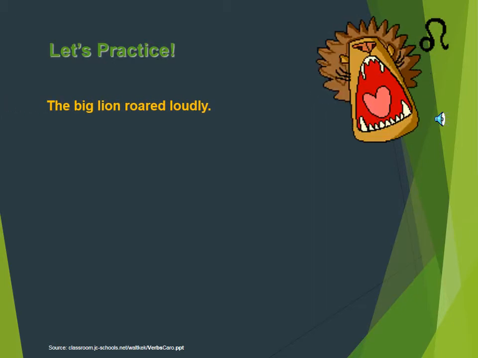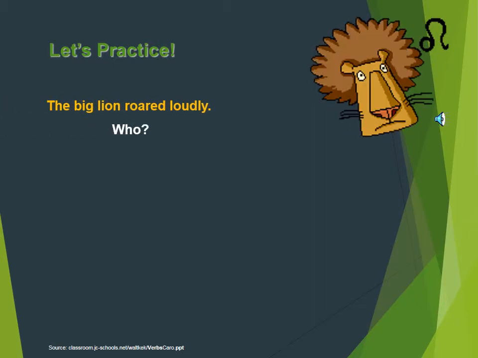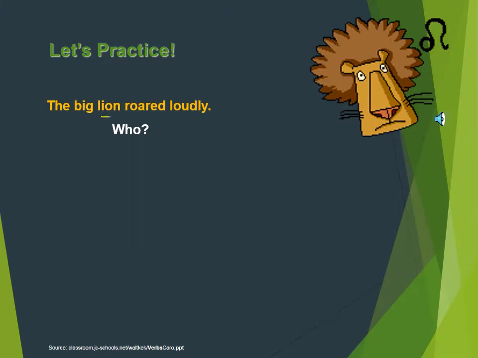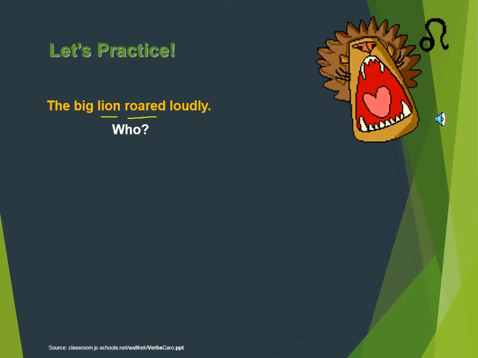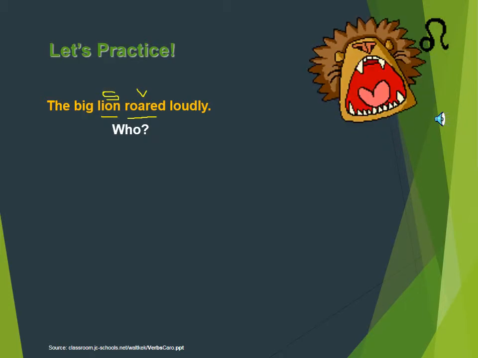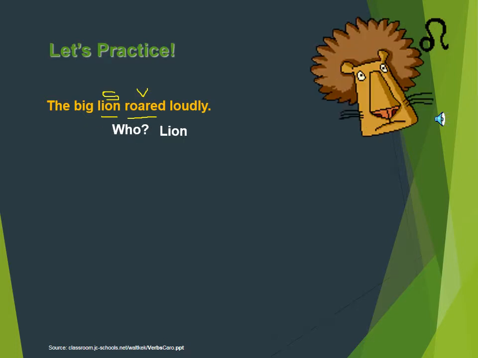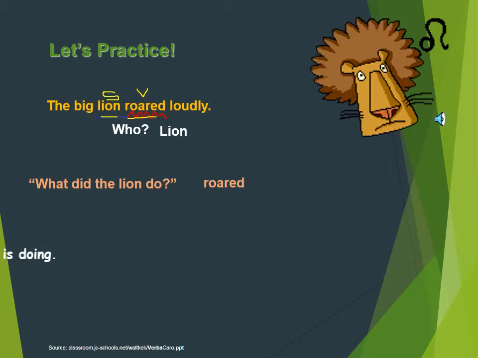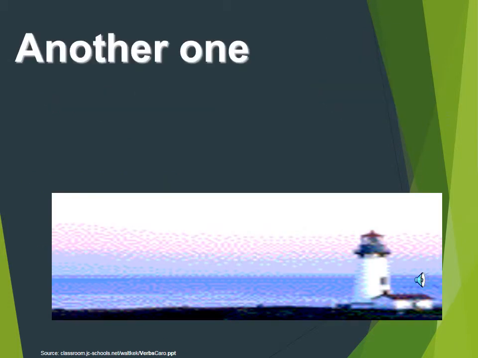All right, let's do another one. The big lion roared loudly. So who roared? The lion. So lion is going to be our subject. And what did the lion do? It roared, and that's going to be our verb. What did the lion do? It roared, which makes that our verb. So the verb is roared and it's what the lion does.